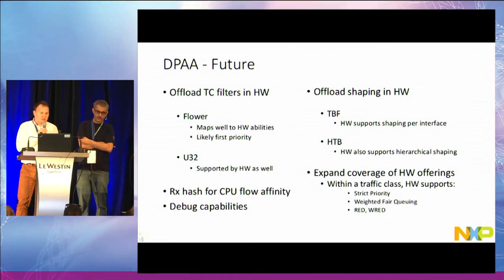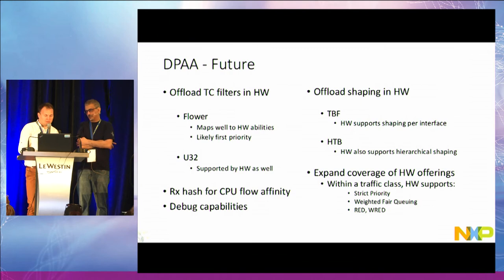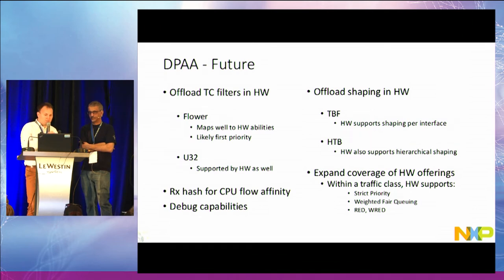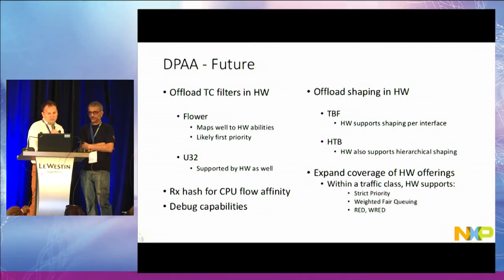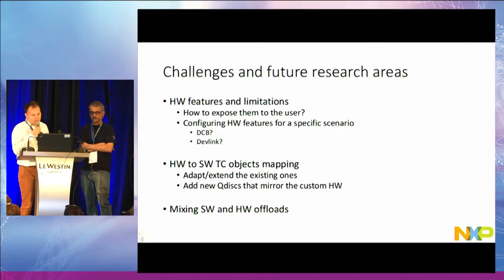Also, besides the filters, we first look at TBF and probably HTB, it's closer to what we can do on the hardware. We have that limitation. We cannot do everything HTB does, and there are some questions to respond from this. And what we also need to understand is how we can leverage what we have in the hardware, which is strict priority, weighted fair queuing, RED, weighted RED, that can be configured.